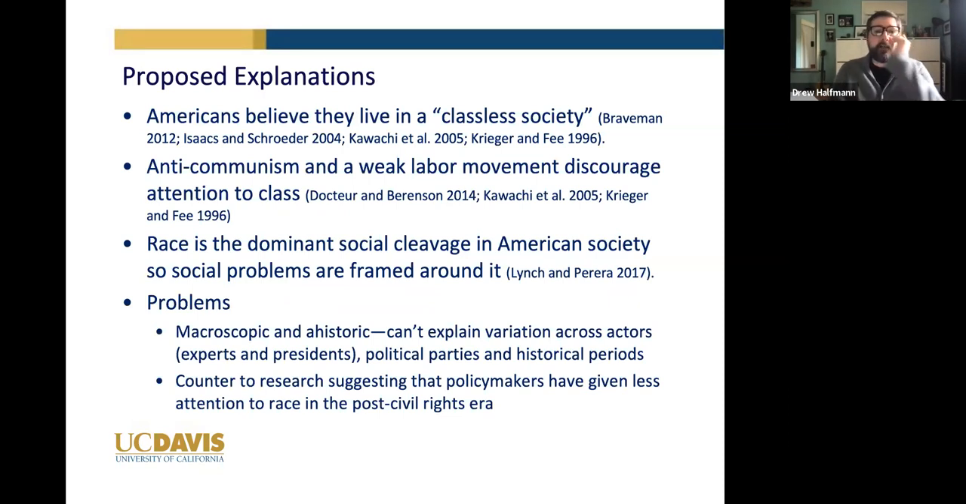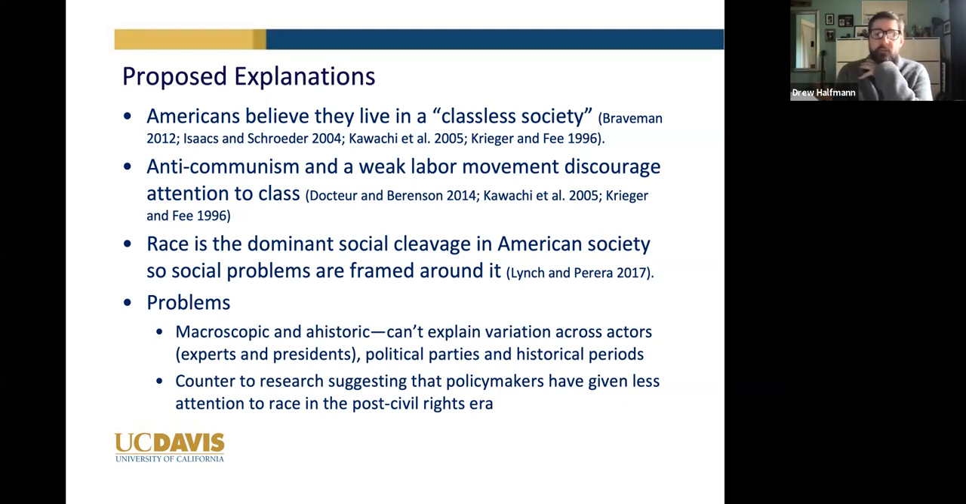Okay, I'll end this little preface by saying that the people who make these arguments about why class has been relatively under-examined in health inequality discourse offer a few pretty macro-level, broad explanations. One is they say that Americans believe they live in a classless society. It's a very cultural argument. A second is that anti-communism in the United States and our historically weak labor movement have discouraged attention to class. Another is that race is the dominant social cleavage in American society, and so it makes sense that most social problems will be framed around it.